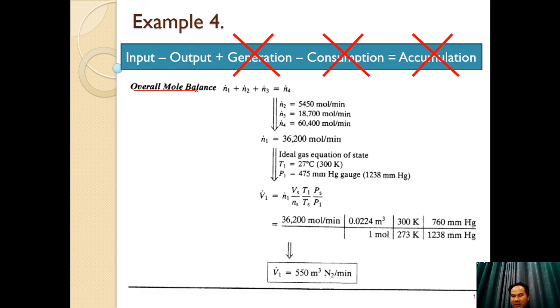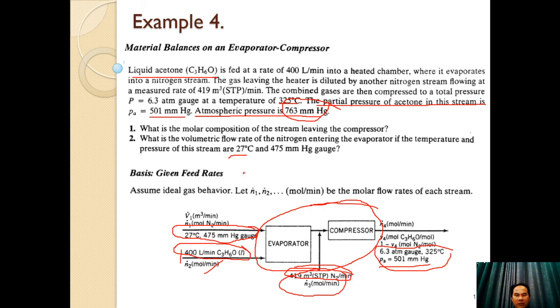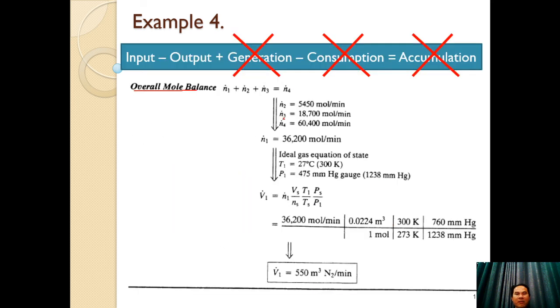And then you balance on overall mole balance, or you balance on nitrogen, also up to you. For this case, we use the overall mole balance. We have three inputs, that's right? N1 plus N2 plus N3 equals N4. This is the overall balance. There is no generation, no consumption, and no accumulation for the steady state. In this case, you know N2, N3, N4 already. You can solve for N1. N1 is 36,200 mole per minute.